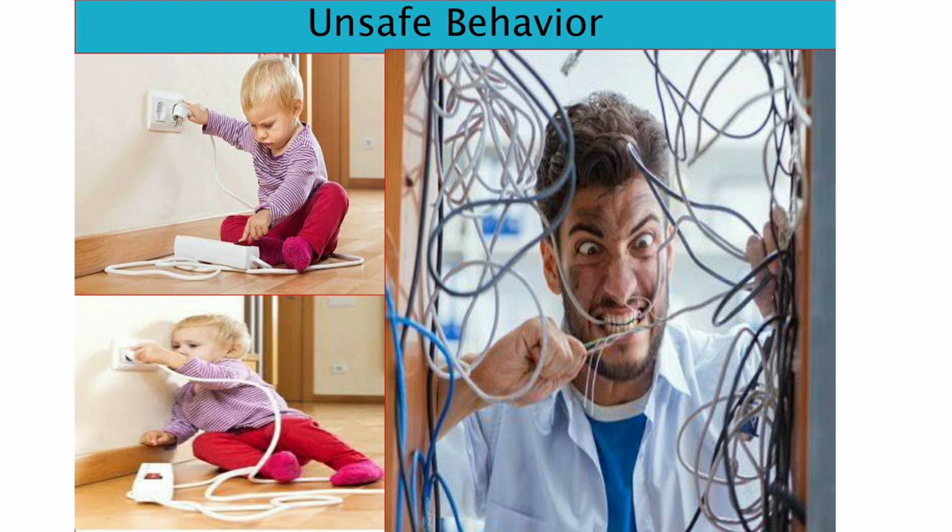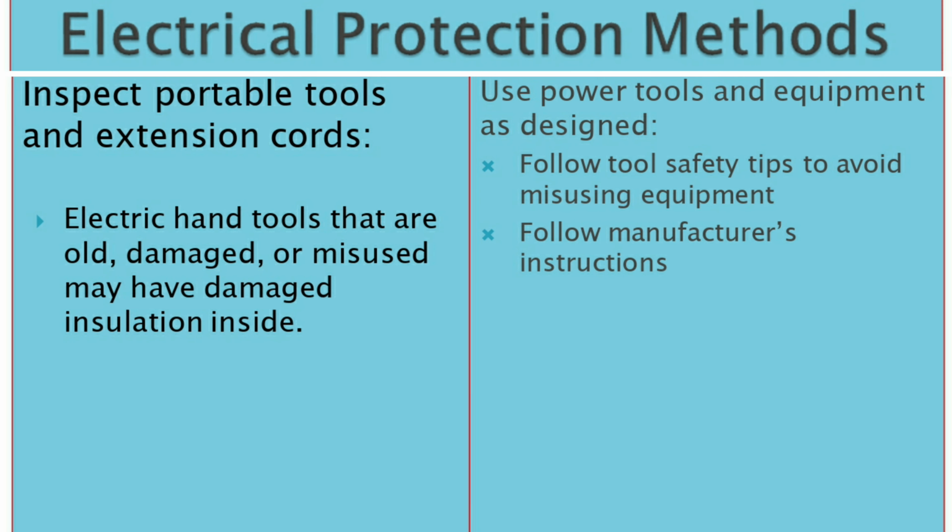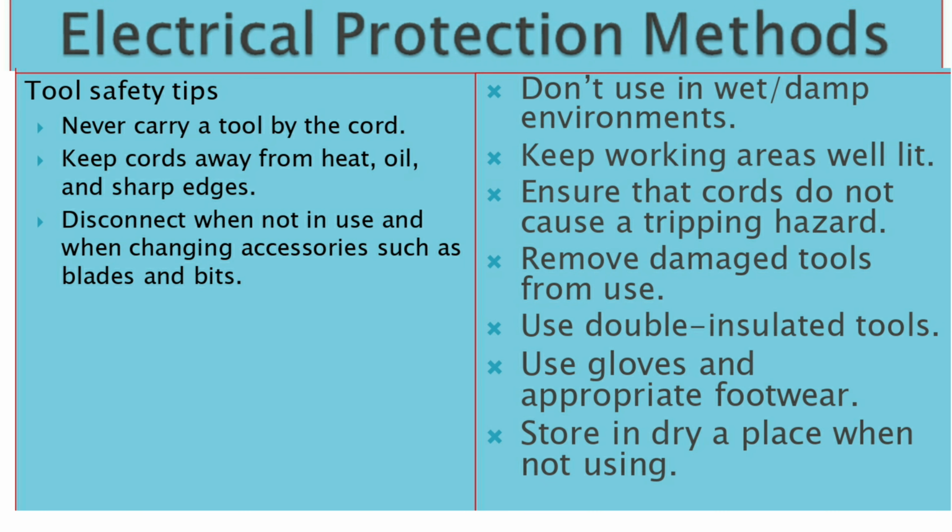Unsafe behavior. Electrical protection methods: inspect portable tools and extension cords. Electric hand tools that are old, damaged, or misused may have damaged insulation inside. Use power tools and equipment as designed. Follow tool safety tips to avoid misusing equipment. Follow manufacturer's instructions.